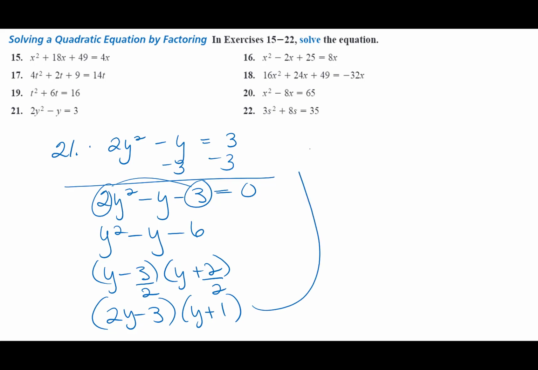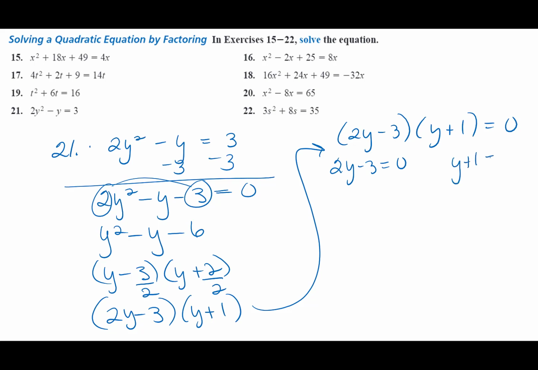Okay, we did all of that just to get to the factored form. Now we have to solve the problem. The zero factor property says either 2y minus 3 equals 0 or y plus 1 equals 0. And so now solve for y to determine the value that y would have to be for this statement to be true. Over to the left, we'll add 3 to both sides. 2y equals 3. Divide by 2, and y equals a positive 3 halves.